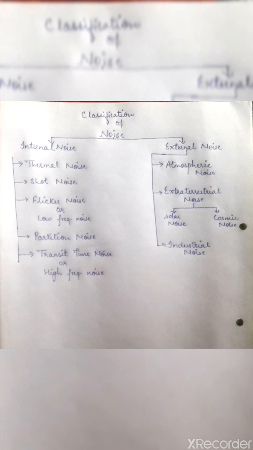Now, the first classification of external noise is atmospheric noise. What is atmospheric noise? Atmospheric noise is also called static noise, and it is produced by lightning discharge in thunderstorms and other natural electrical disturbances which occur in the atmosphere. These electric impulses are random in nature.